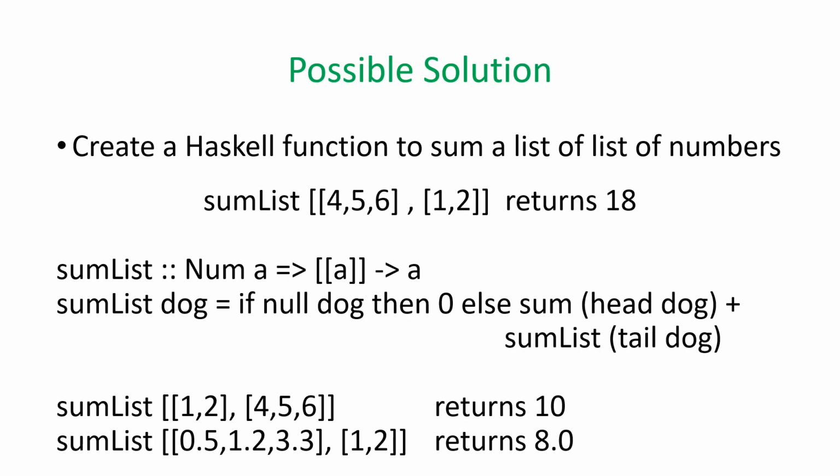Here's a possible solution. So again, we're using numbers, any type of number. And so if the list is null, meaning if the list is empty, then the answer is 0. Otherwise, take the sum of the head, being the beginning of that list, which is a list in itself. So in this case, head of the list is the 4, 5, 6 list. And then we recursively call sumList on the rest of the list.